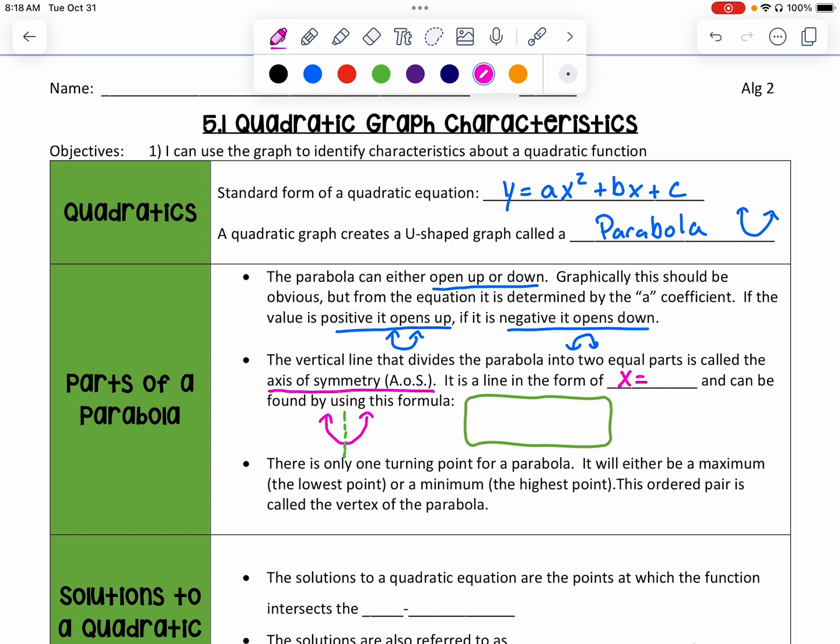If you didn't have a graph and you just had the equation, you could also calculate the axis of symmetry using the equation x equals negative b over 2a. And that would let you calculate the axis of symmetry.